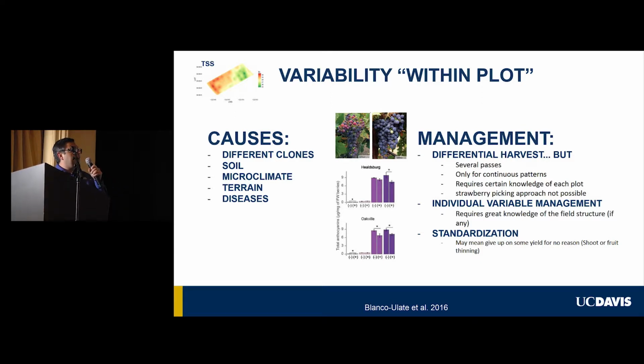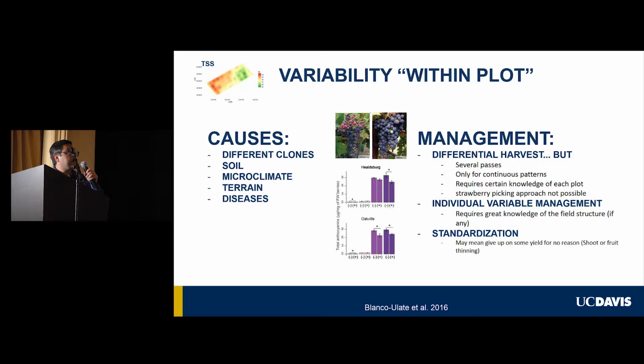Variability within a plot can be handled by differential harvest, but no one wants to come back and pick this plot various times. Labor is very expensive, and this only works for continuous patterns. In a case such as this, where you have this almost binomial distribution, you have 1 or 0. You can separate the harvest dates. It requires a certain knowledge of the plot. And a strawberry picking approach in wine grapes is not really possible.